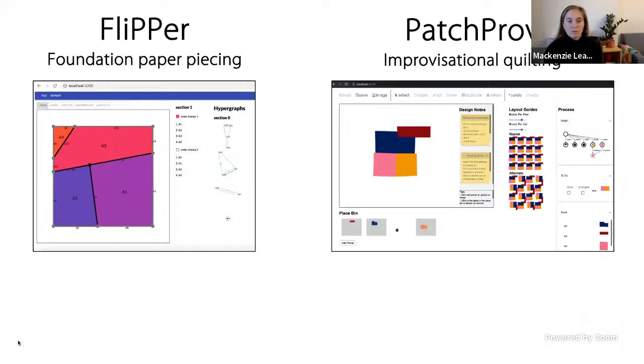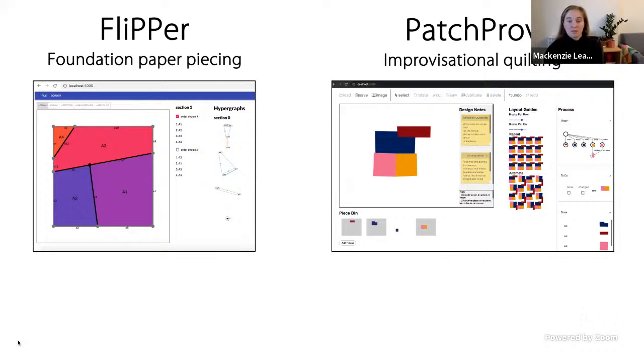So, like I mentioned at the start, quilting encompasses a very wide range of different sewing techniques. And before I move on to discussing our other project, PatchProv, I'd like to point out some key properties that differ between these two different quilting techniques.